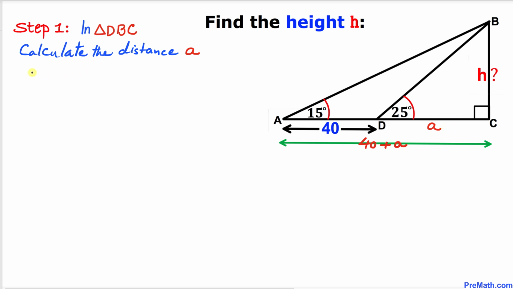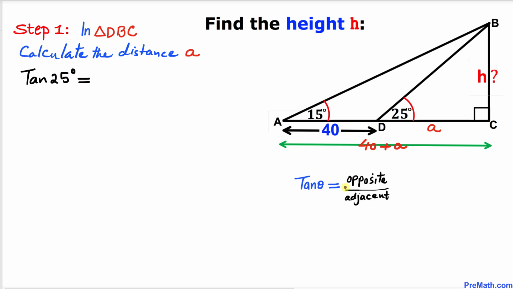So we are going to use this trigonometric ratio, tangent of 25 degrees equals, and let's recall, tangent of theta is always equal to opposite over adjacent. In our case, this side DC is our adjacent and this BC side is our opposite. So tangent of 25 degrees is H divided by A. Using the calculator, tangent 25 degrees is 0.4663, equal to H divided by A.